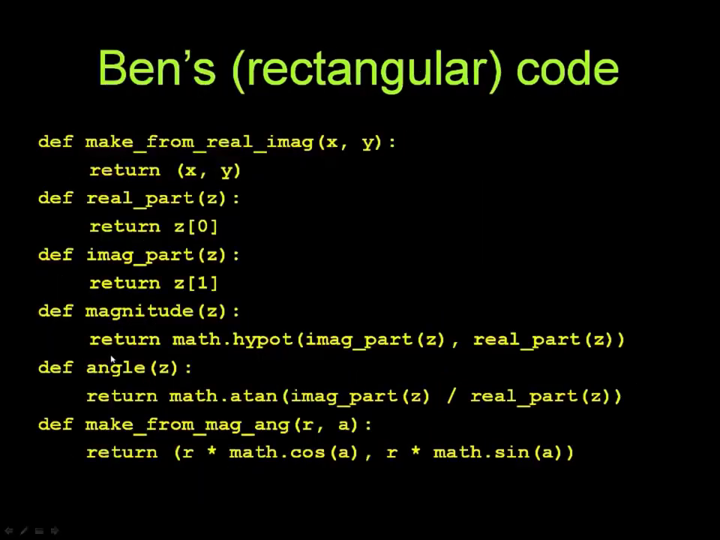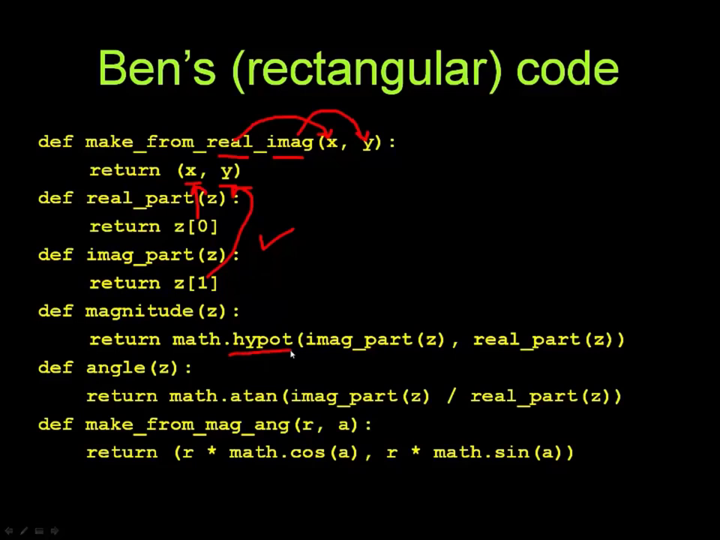So this is the code for the rectangular coordinates. The idea here is that you make from real and imaginary, so x is the real part and y is the imaginary part. When you do this, you return a new tuple, x y, to represent the imaginary number. And obviously, the real part is x, and the imaginary part is y. So it's all good.